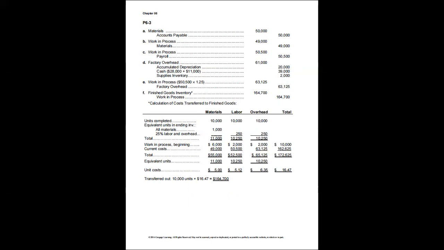So we now prepare the journal entries. Let's begin with debit to materials for 50,000. That's letter A, credit to accounts payable. Kaya nga, it's on account. Then B, we debit to work in process 49,000 and credit to materials. C, debit to work in process and credit to payroll.